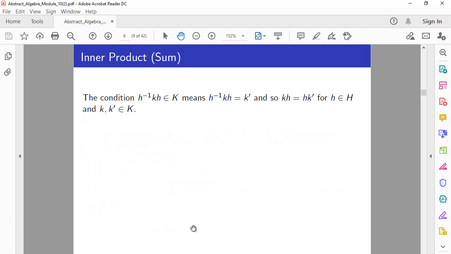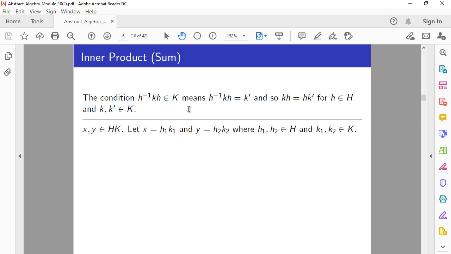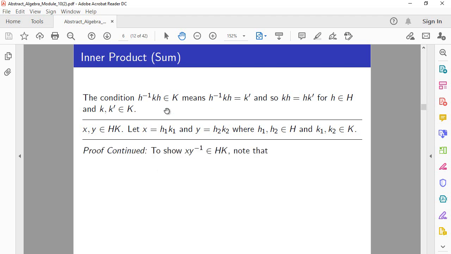Okay, so we have seen this. This is the condition of the theorem, and we know that the meaning of this condition is this, which we're going to apply here in the proof. Also, so far we picked X, Y in HK, and so we write X and Y as H1K1 and H2K2 respectively. These two statements are coming from the previous two slides, so since I didn't want to go back to the previous two slides, I'm going to put them here. And now I'm going to continue with the proof.